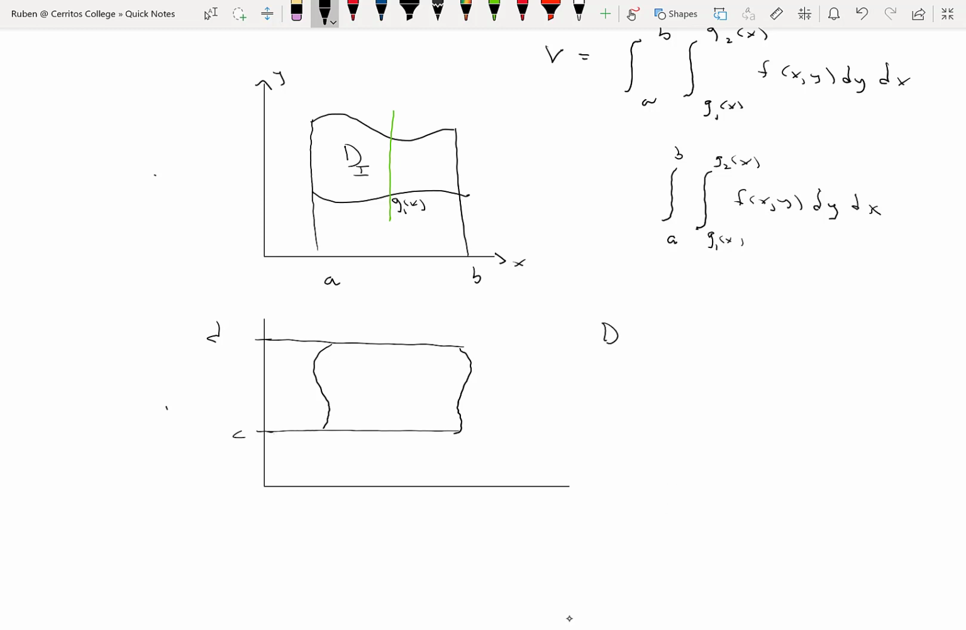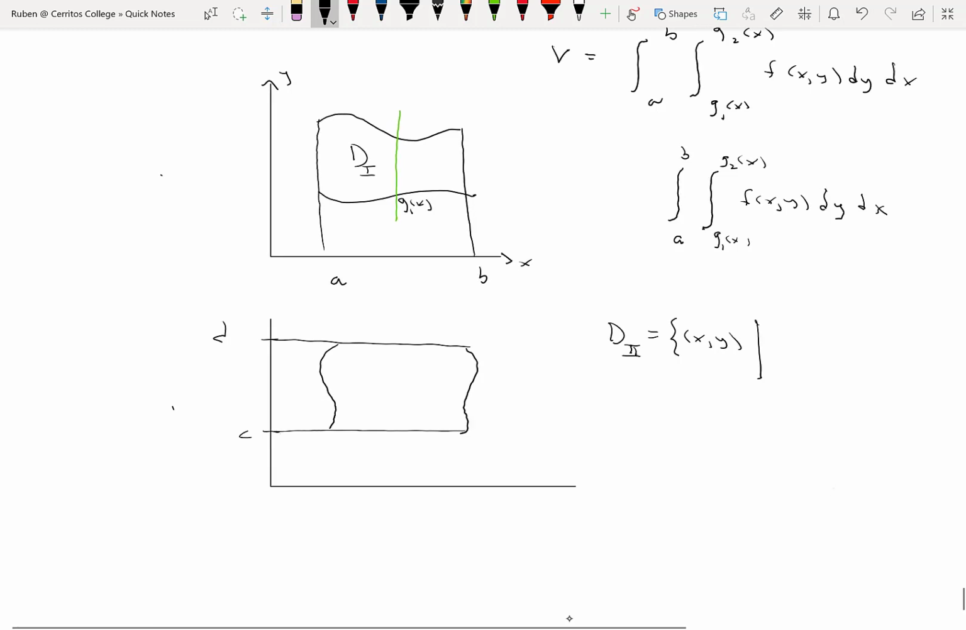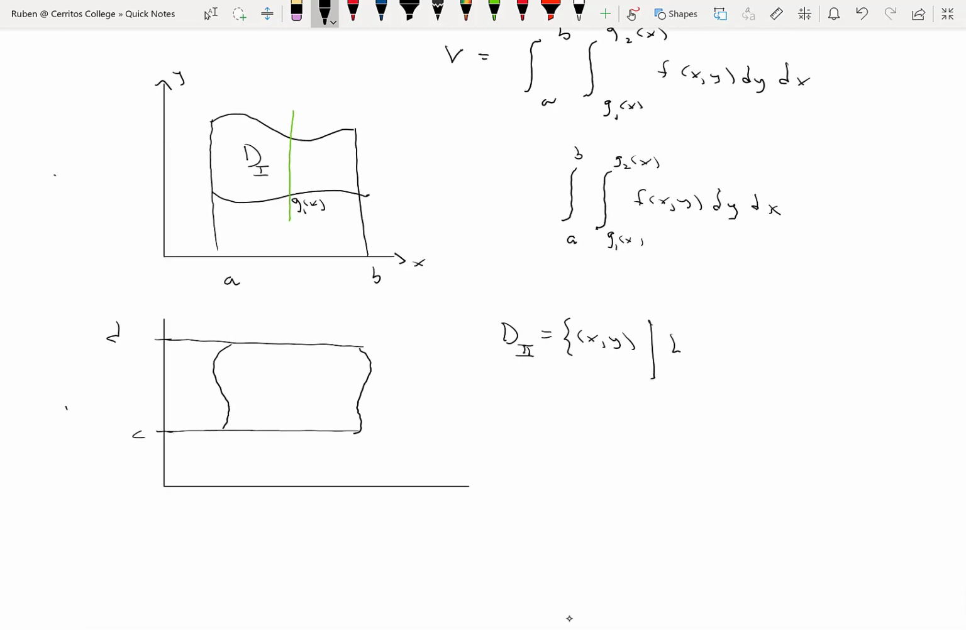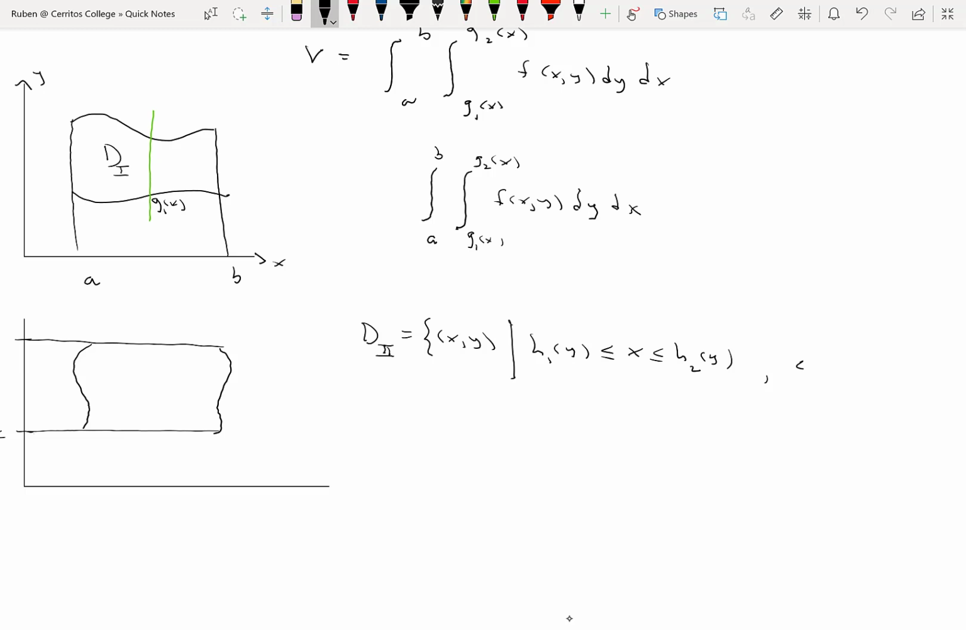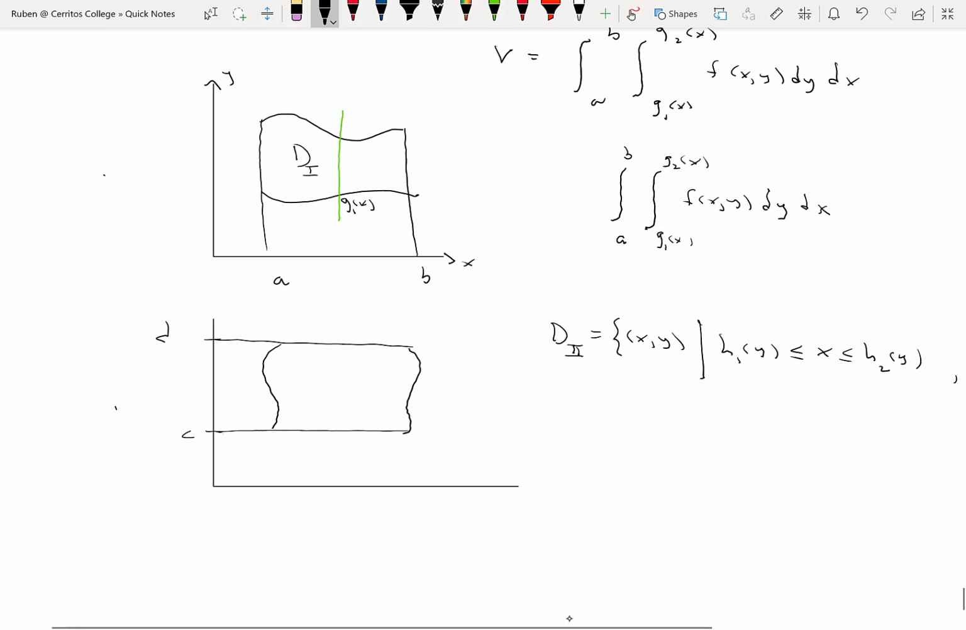So the type Roman numeral 2 region would look like a set of all xy's such that x is not varying between two constants a and b. x varies between one function of y, we'll call h sub 1 of y, and h sub 2 of y, where y varies between two constants c and d.